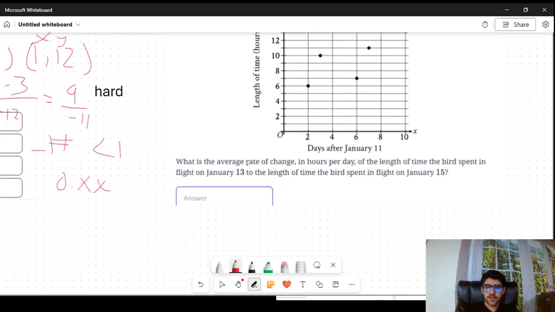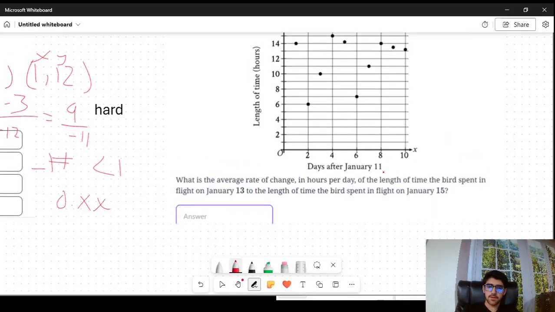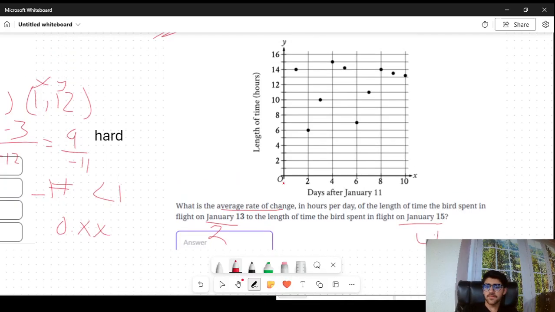So it asks what is the average rate of change in hours per day of the length of time the bird spent in flight from January 13th, so that is 2 days after January 11th, and then January 15th, which is 4 days after January 11th. So anytime you hear the words average rate of change, think slope formula.